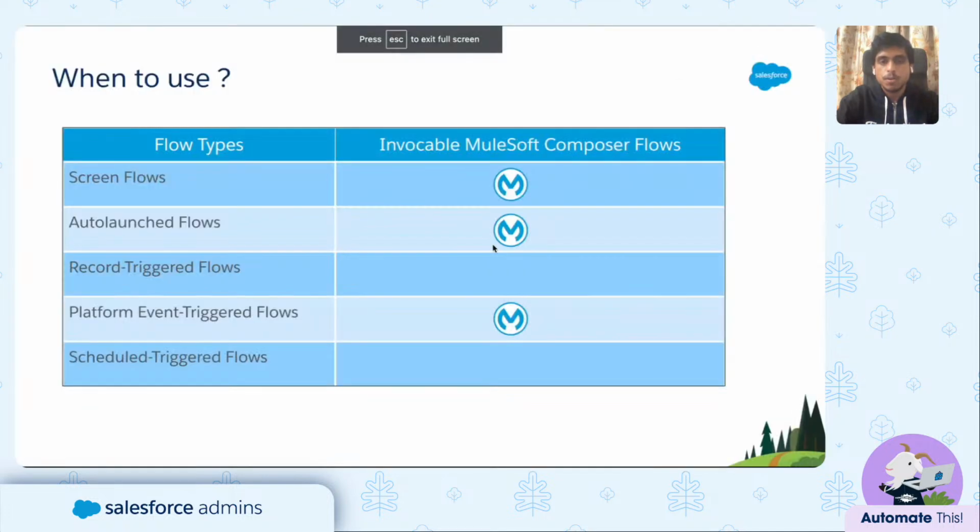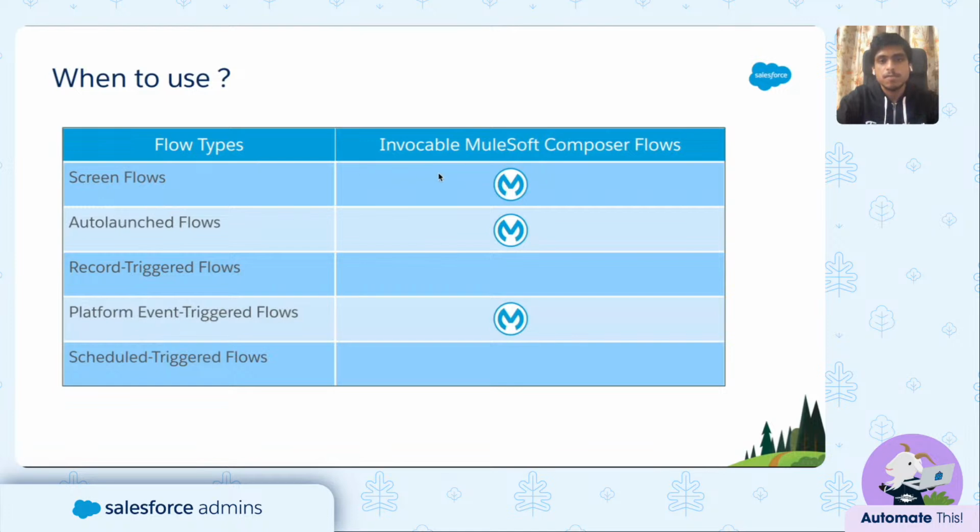Now, you'll be wondering which is the right use case to use invocable MuleSoft Composer flows. Now, as you know, we have five different types of Lightning flows, such as screen flows, autolaunched flows, record-triggered flows, platform event-triggered flows, and scheduled-triggered flows.